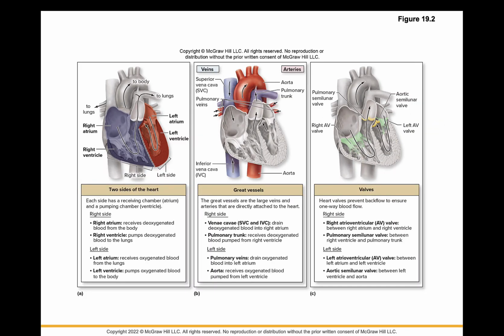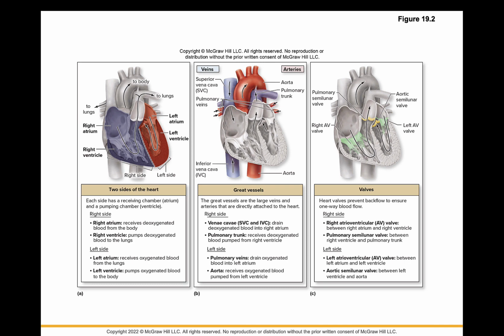Now, this particular slide is broken down into three major components. The first is indicating that the heart is actually two pumps, and we can see that here. We have a right side and a left side, and on each side we're going to find atria and ventricles. Keep in mind these are internal structures. We can only see the atria and the ventricles from an internal view of the heart itself.